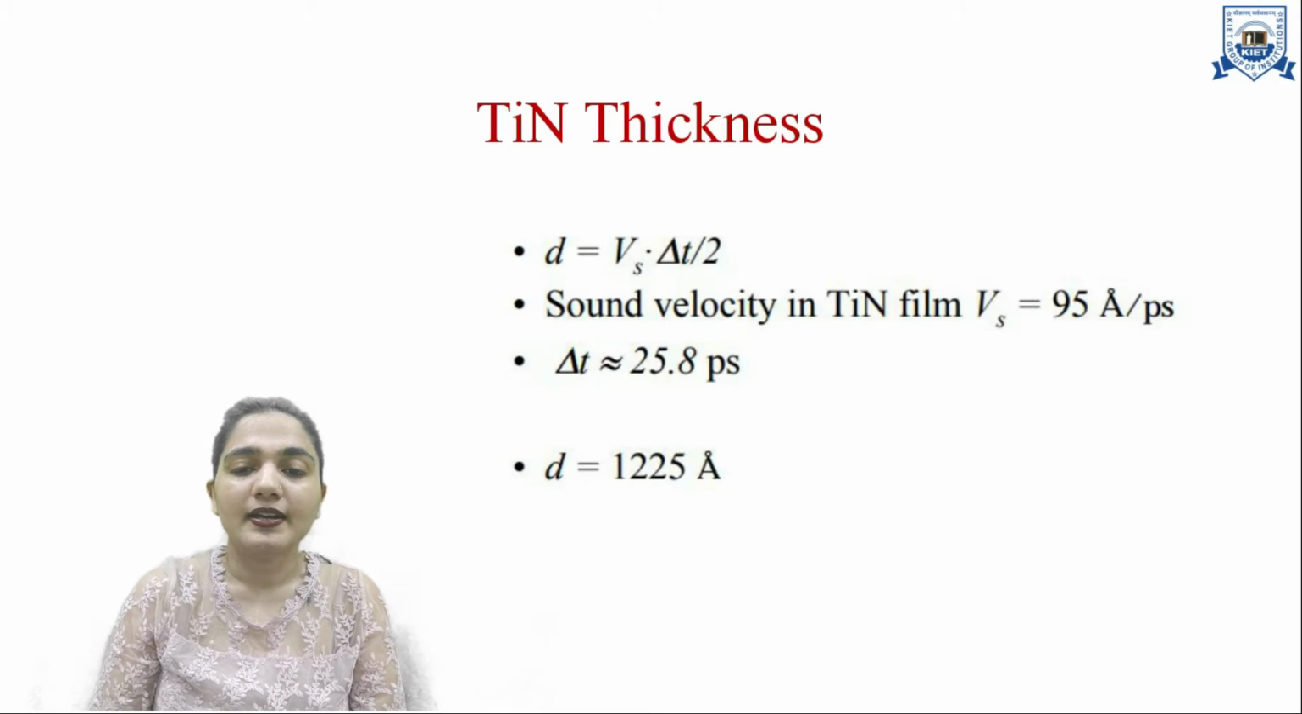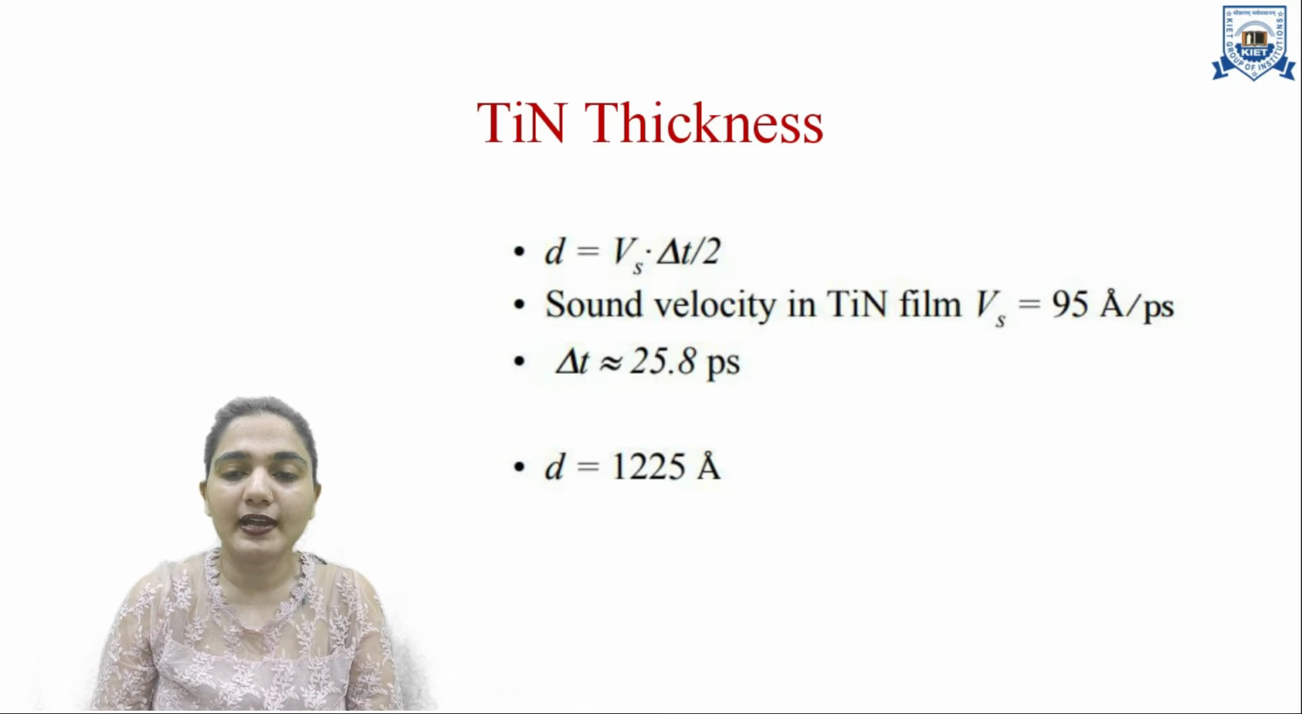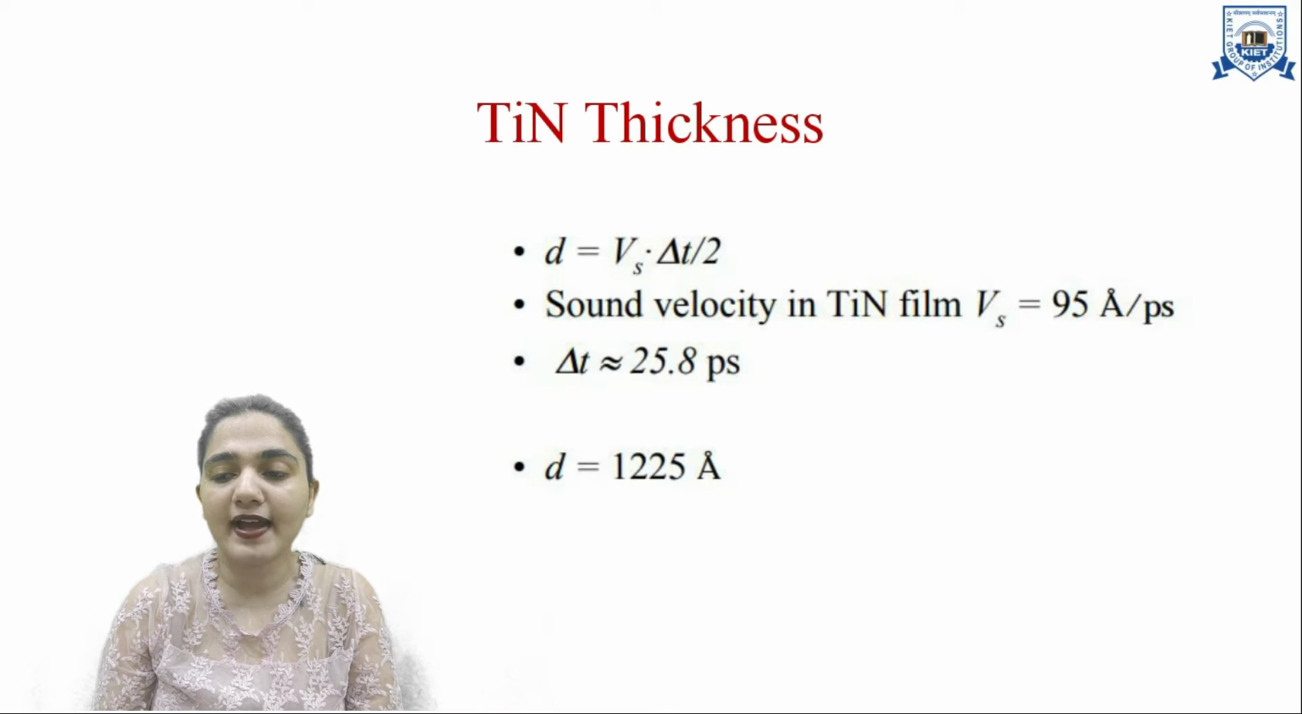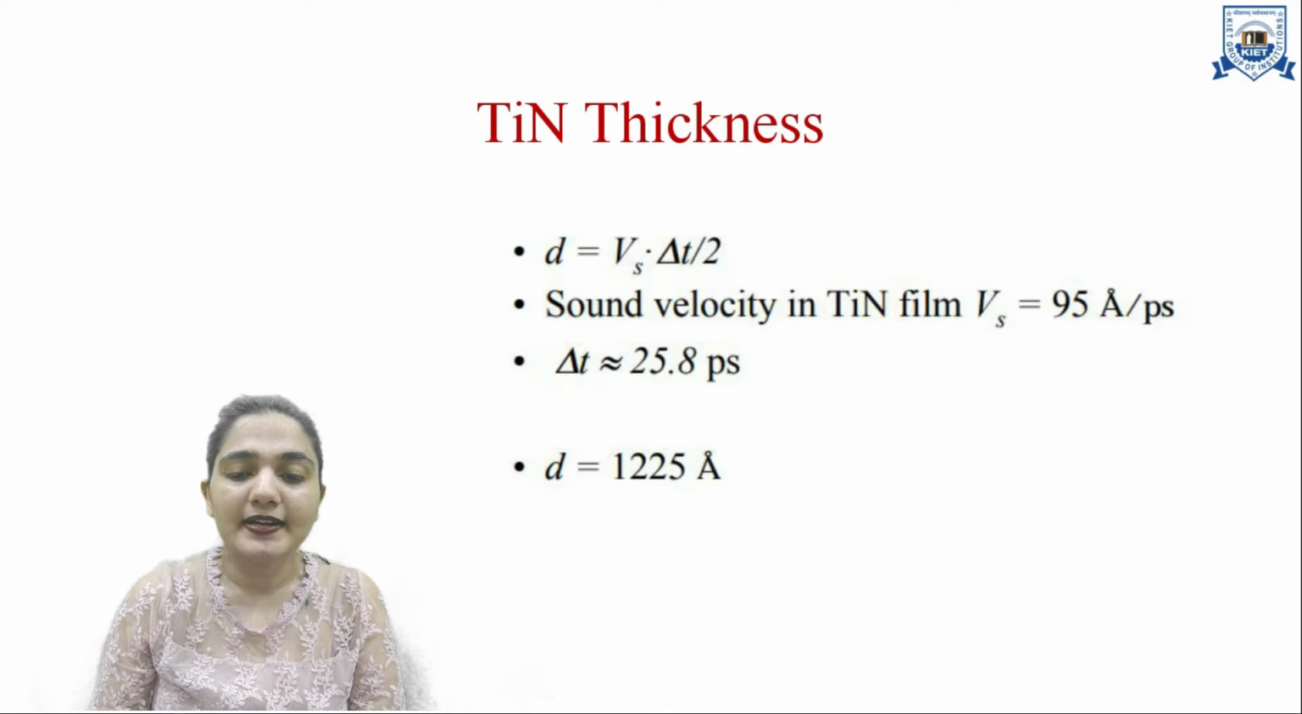Now TiN thickness also we can calculate. D is equal to Vs delta T by 2, as I have already told you. The sound velocity in the TiN film, we know, is 95 angstrom per ps, and delta T is nearly equal to 25.8 ps, and D is equal to 1225 angstrom.